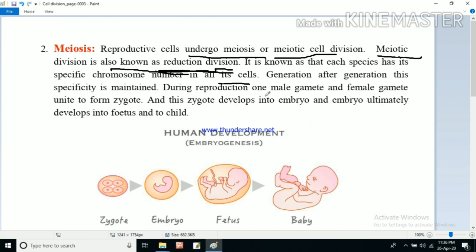So during reproduction, one male gamete and one female gamete unite to form a zygote. These concepts are new for you. During reproduction, one male gamete, the sperm, which is in the testis, and one female gamete, the egg or ovum, unite to form a zygote, and this zygote develops into an embryo, and the embryo ultimately develops into a fetus and then a child.